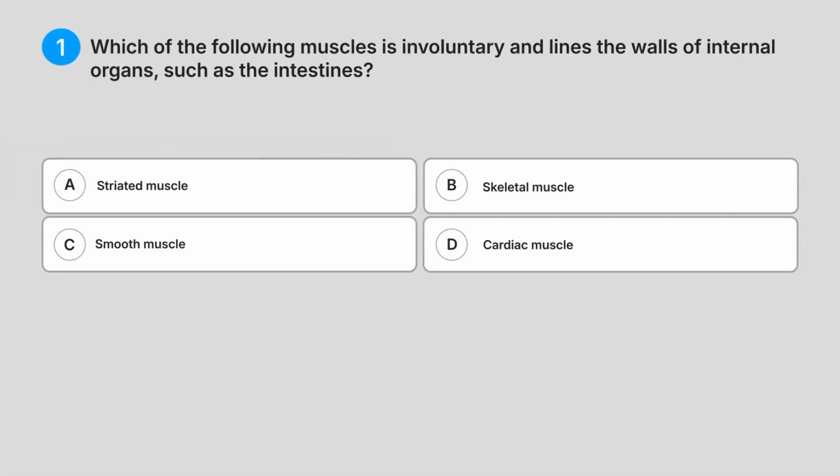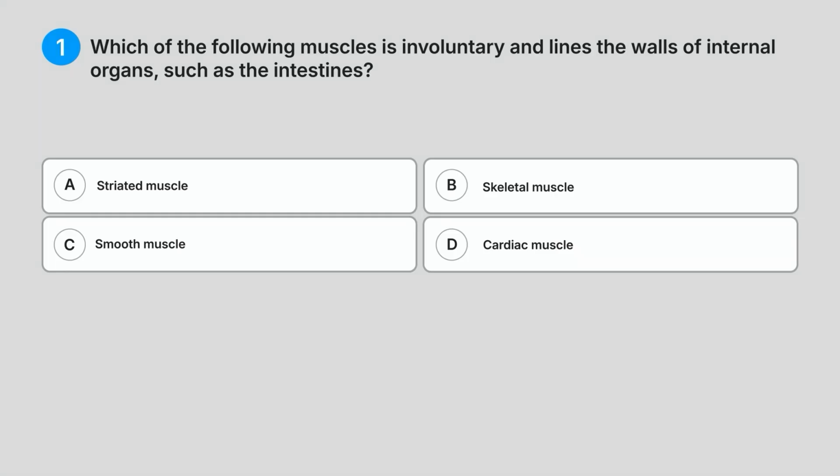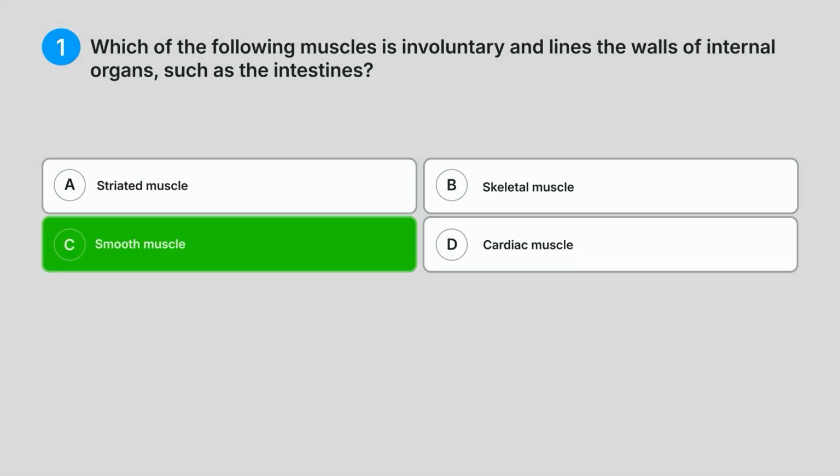1. Which of the following muscles is involuntary and lines the walls of internal organs, such as the intestines? A. Striated muscle. B. Skeletal muscle. C. Smooth muscle. D. Cardiac muscle. What do you think is the answer? Correct answer, C. Smooth muscle.